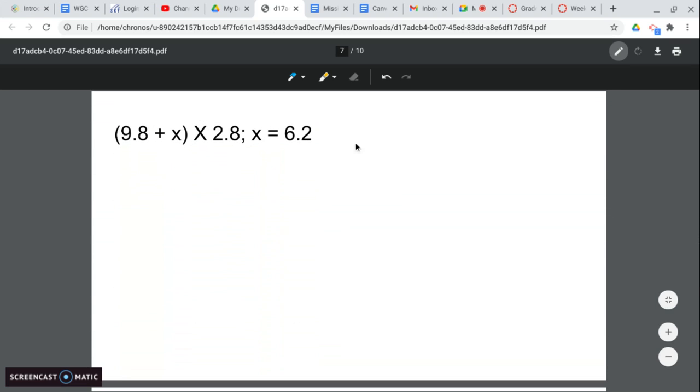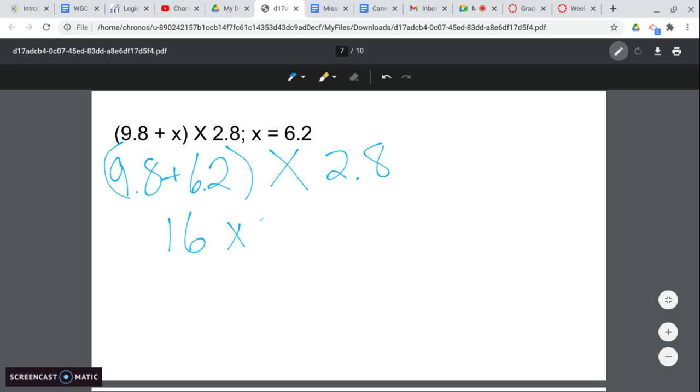Now, here's one like we talked about last time with the variable, and we have to substitute in. So we're going to substitute. So we end up with 9.8 plus 6.2 times 2.8. So first we add what's in the parentheses. So 9.8 plus 6.2, which is going to give us 16 times 2.8.